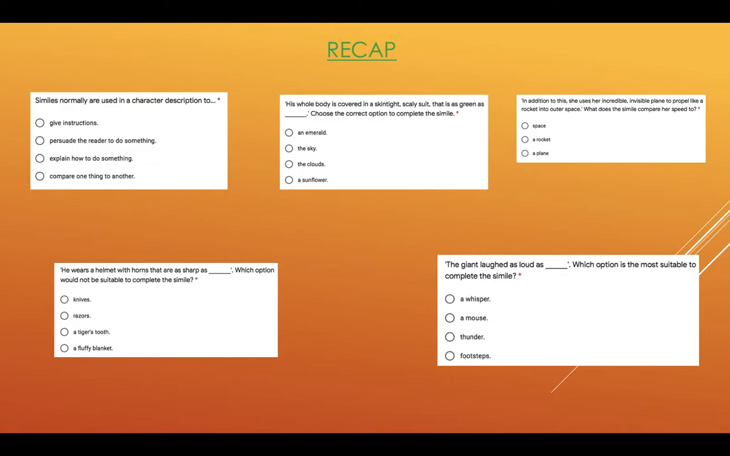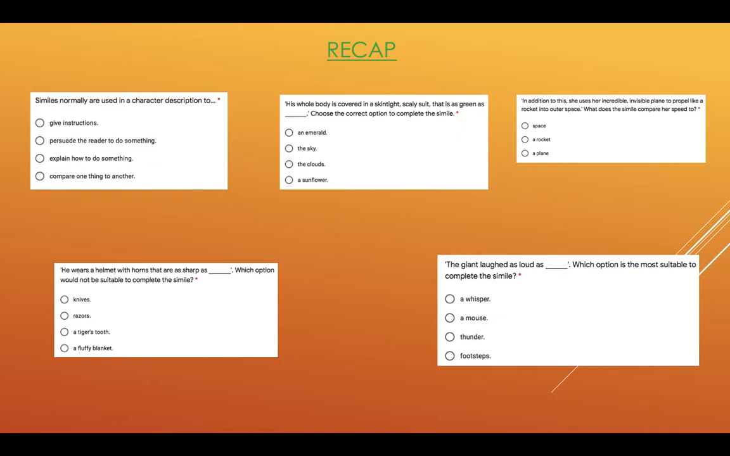Let's mark the recap questions or tasks. So I'll count to 5. Make sure everyone's ready. 1, 2, 3, 4, 5. Right, number 1, it should be number 4. Compare one thing to another. Number 2, his whole body is covered in a skin-tight, scaly suit that is as green as. It's number 1, an emerald. Number 3, in addition to this, it is compared to the speed of a rocket. Number 2.